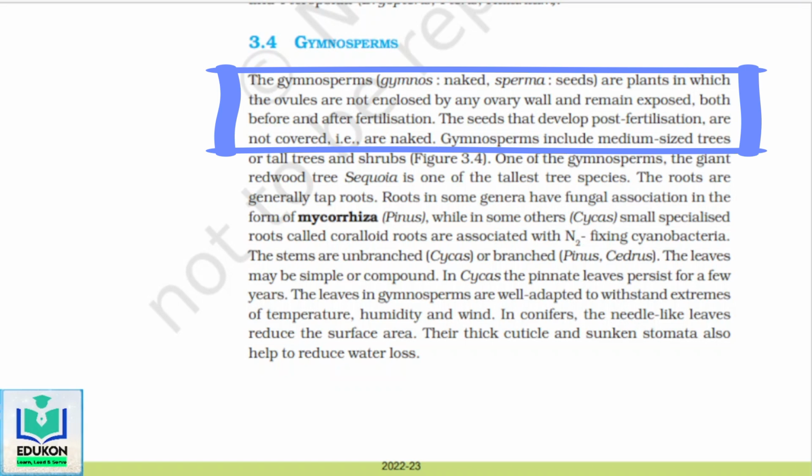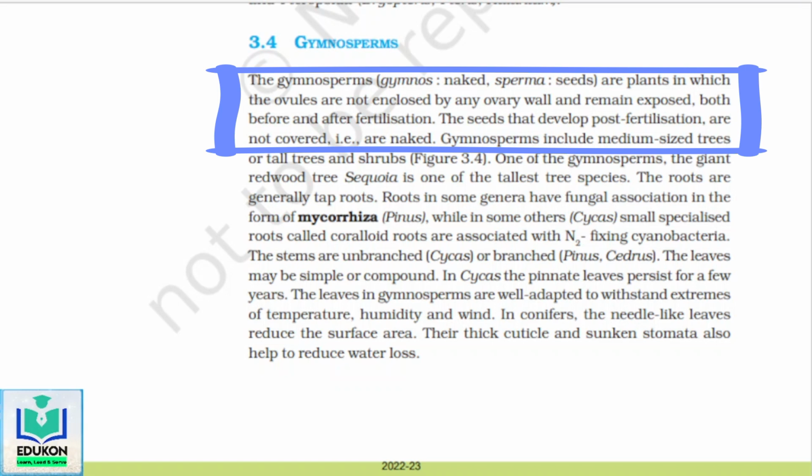Gymnosperms include medium-sized trees or tall trees and shrubs. Gymnosperms include all kinds of trees, small, large, and medium. One of the gymnosperms, the giant redwood tree, Sequoia, is one of the tallest tree species. So Sequoia belongs to the gymnosperm category. Okay, this is an important line to remember here, and the first few lines are most important.